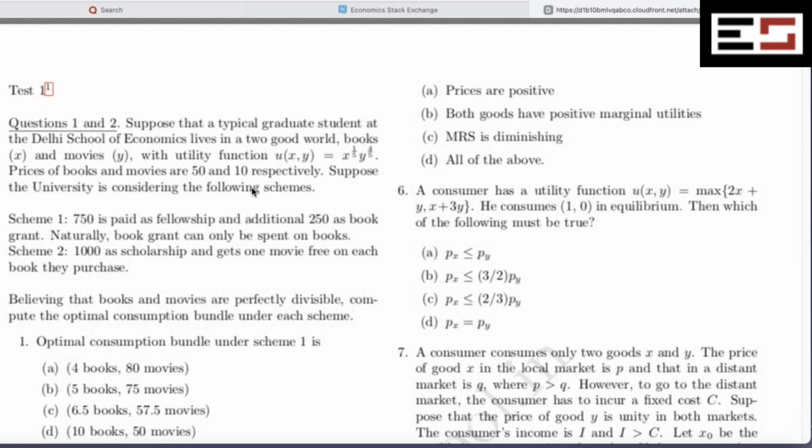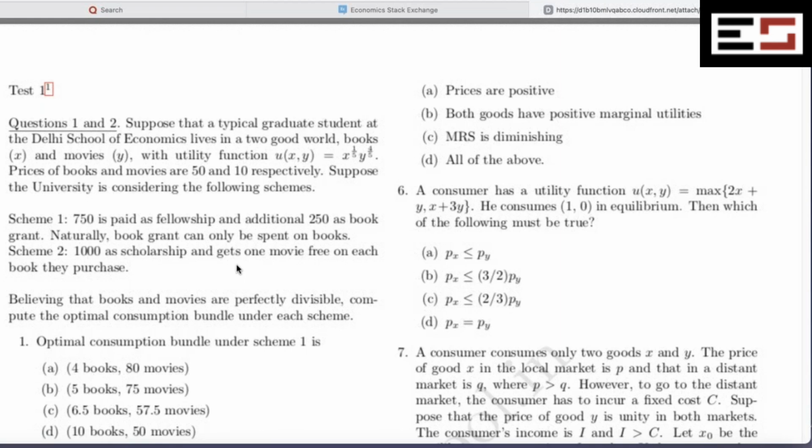The price per unit of books is 50 and the price per unit of movies is 10. Suppose the university is considering the following schemes. Scheme one is that the university will pay the student 750 as fellowship and 250 as book grant. The book grant can only be spent on books, of course.